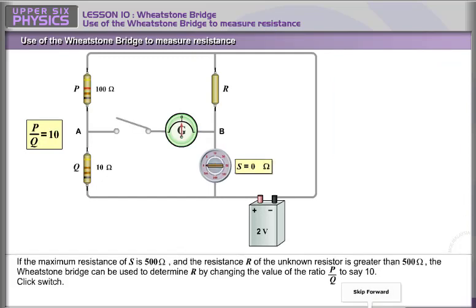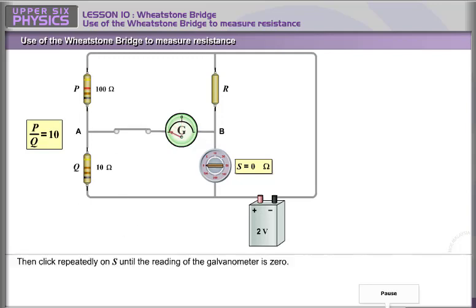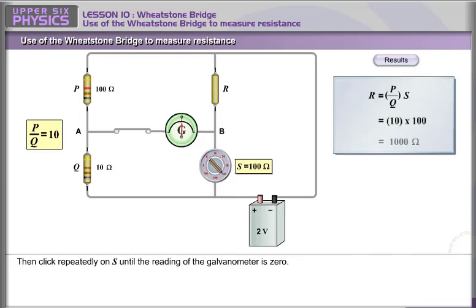If the maximum resistance of S is 500 ohm and the resistance R of the unknown resistor is greater than 500 ohm, the Wheatstone Bridge can be used to determine R by changing the value of the ratio P over Q to say 10. Click Switch. Then click repeatedly on S until the reading of the galvanometer is 0. Click the result button.